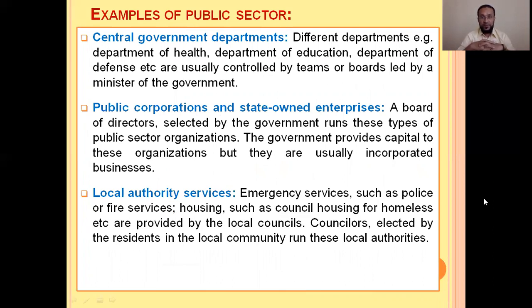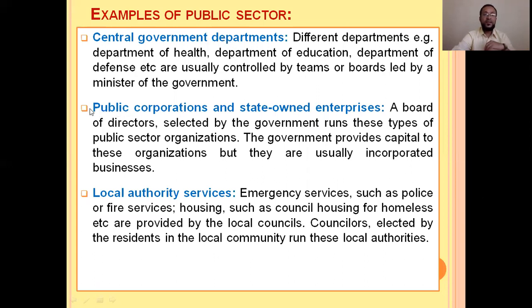Central government departments. Different departments, for example, Department of Health, Department of Education, Department of Defense, etc., are usually controlled by teams or boards led by a minister of the government. That means this type of public sector organization is mainly the central government organizations.